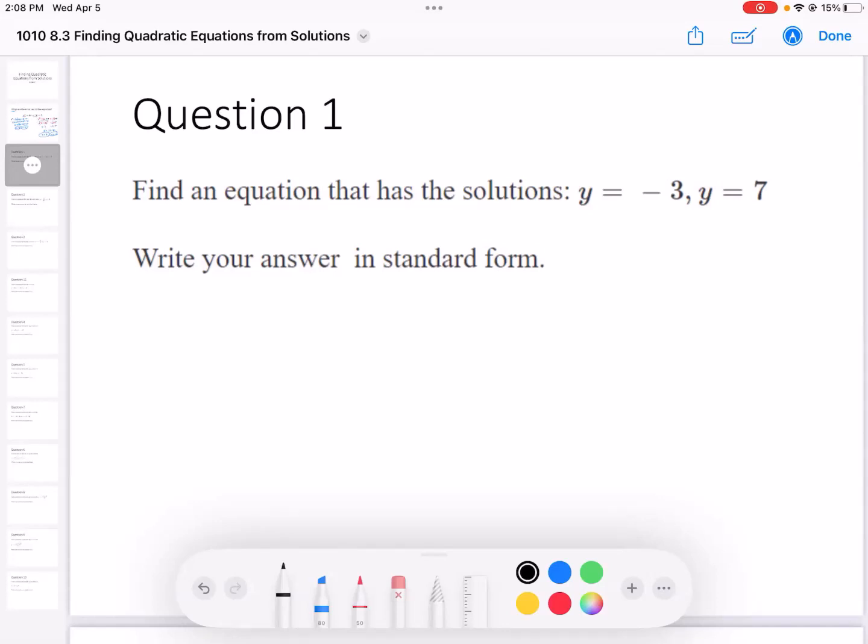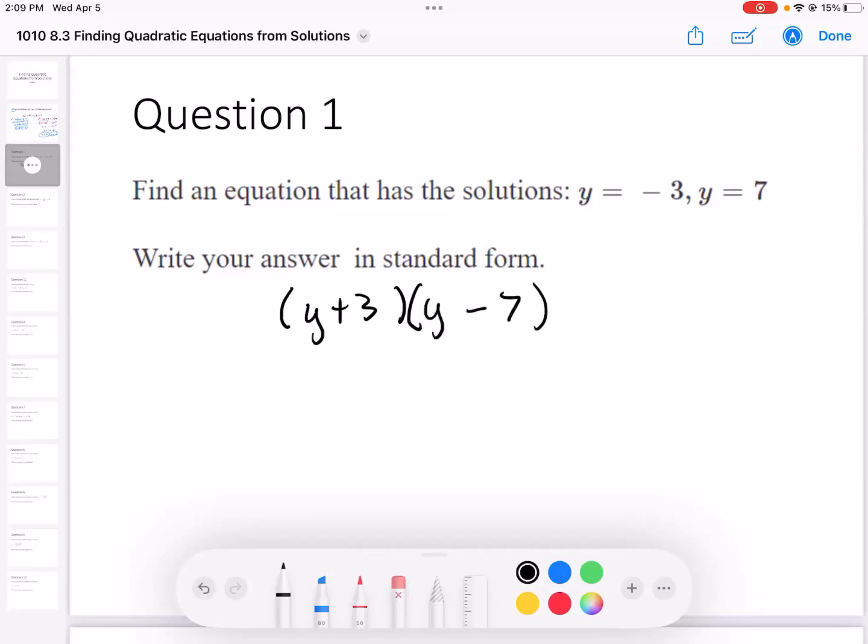So if we want to have those two solutions, then we need to think about what factors those solutions will make equal 0. So let's start with y equals -3. What would be a factor that, when you plug -3 in, makes it equal 0? Perfect. Yep, y plus 3. We can check that. If I took -3 and plugged that in for y, would it make the factor equal 0? Yeah.